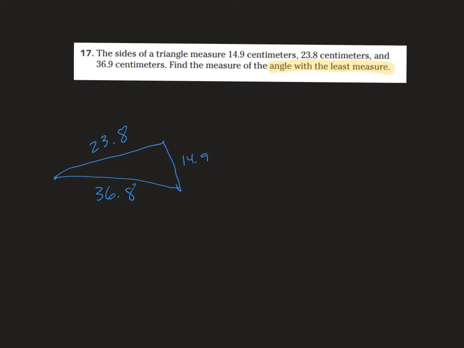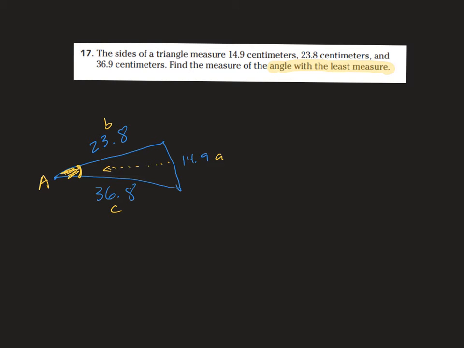So we can argue about whether this picture is accurate or not, but we don't need to worry about it, because the only thing we're interested in is the angle with the least measure, and that angle is going to be opposite the side with the least measure, the smallest side. So we're really looking for this angle. If I call this angle A, the one I'm looking for, then this would be side a, and then this would be b and c.